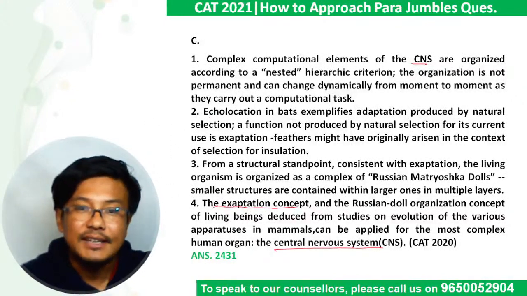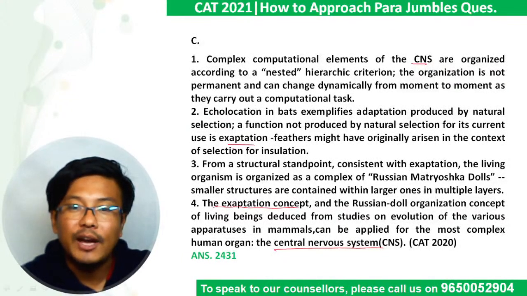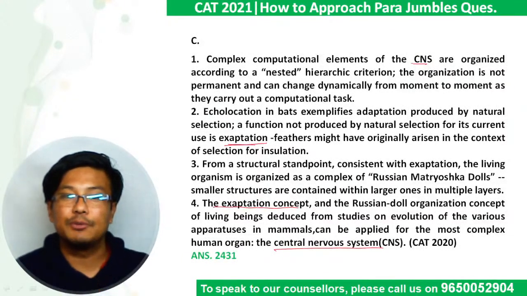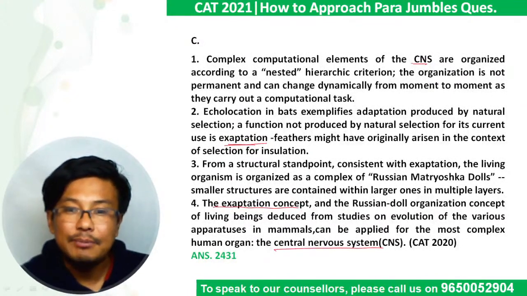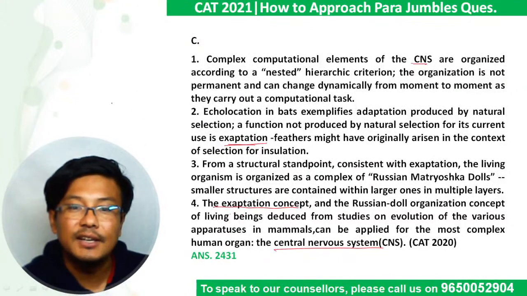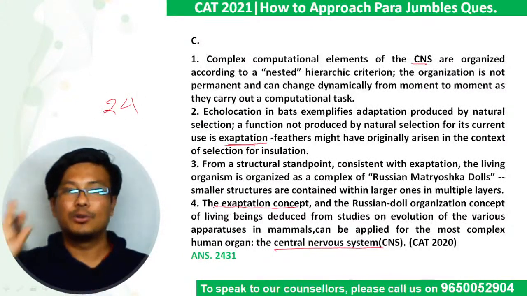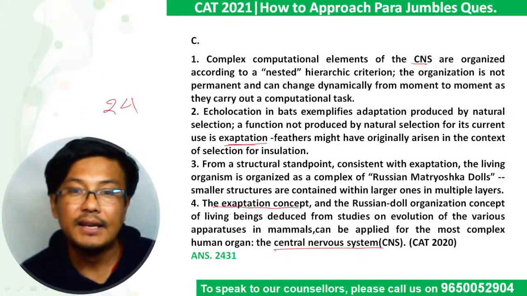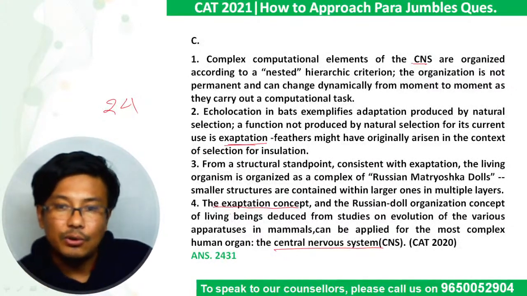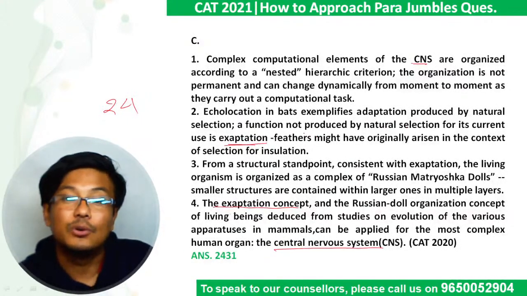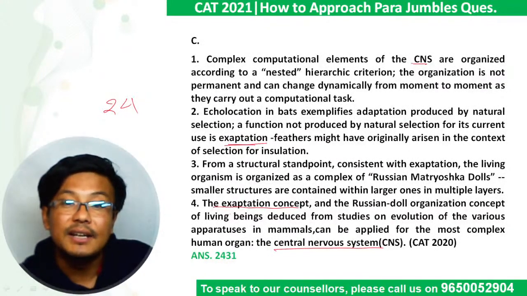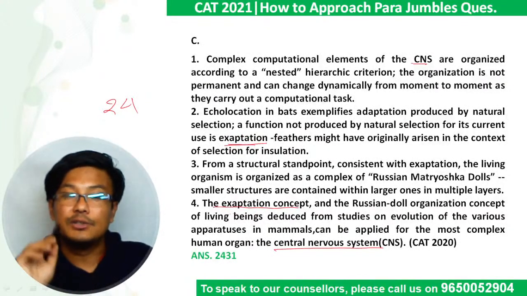See, echolocation, this is the point where you actually introduce this concept called exaptation. So that is 2. Now, this exaptation concept is something which is continued in sentence 4. So this is the first clue which I get, 2, 4. If you notice, echolocation exemplifies adaptation produced by natural selection. A function not produced by natural selection for its current use is exaptation, right? So he is telling you what is exaptation. The exaptation concept, you continue this. So 2 and 4 are connected.